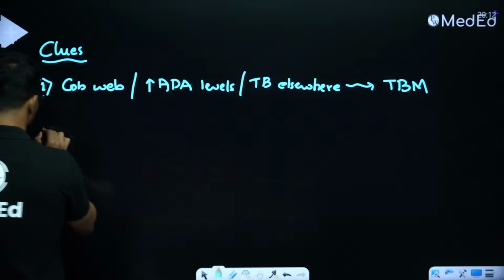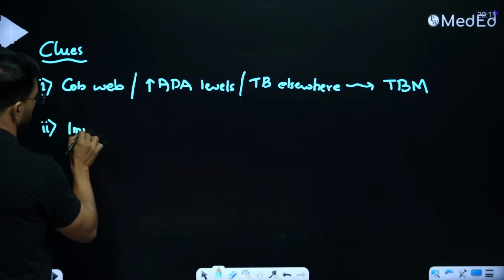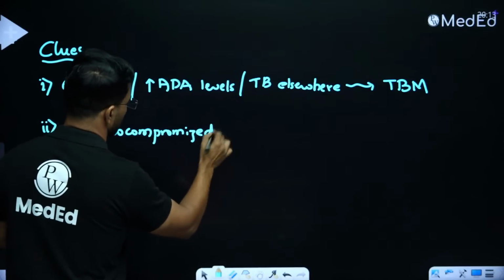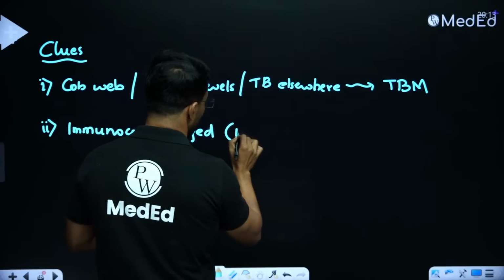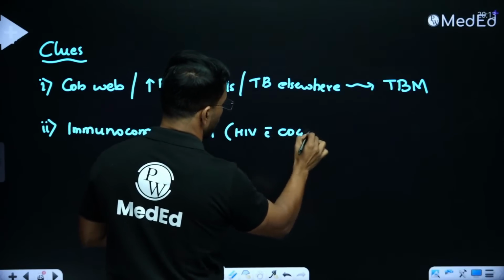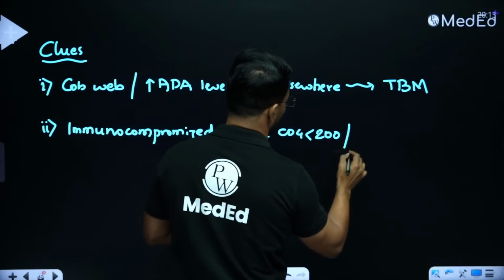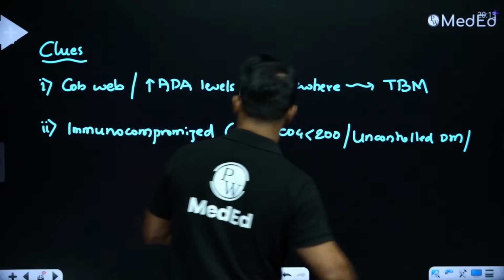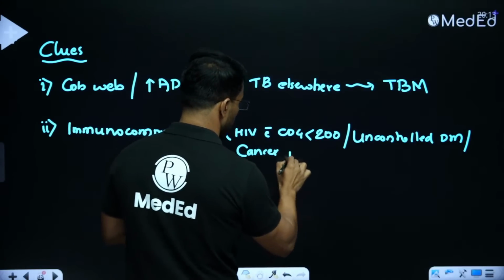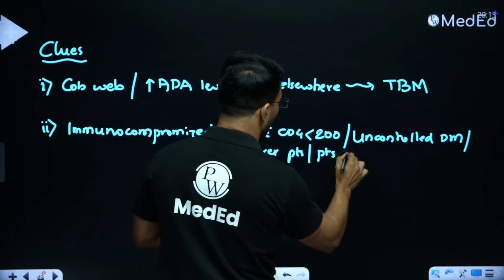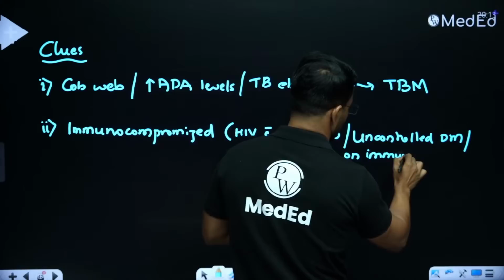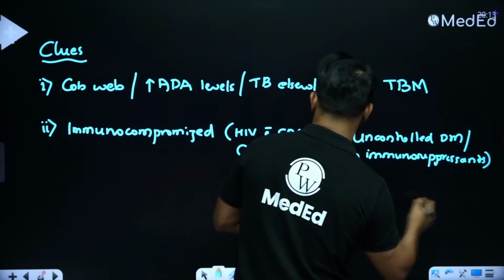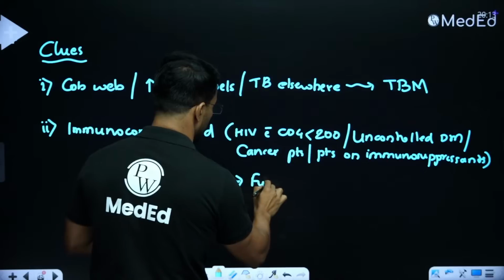Okay. Second, if the clue is immunocompromised patient. When do I call it as immunocompromised patient? When it is HIV with CD4 count less than 200, or uncontrolled diabetic, uncontrolled DM, or if I am dealing with cancer patients or patients on immunosuppressants. We will take this as a clue towards fungal meningitis.